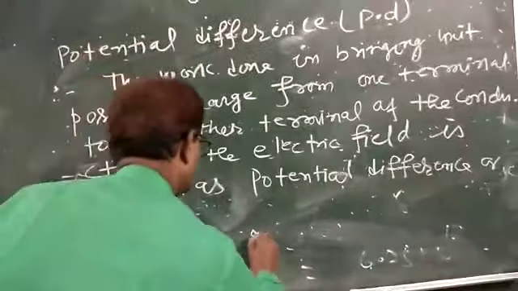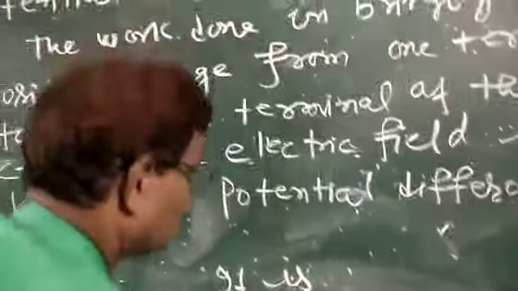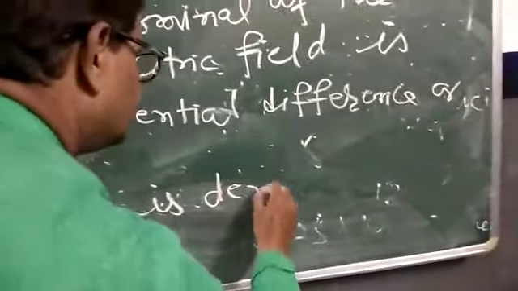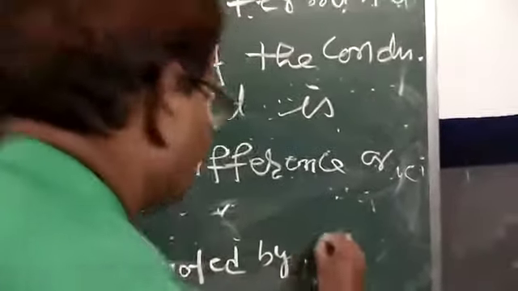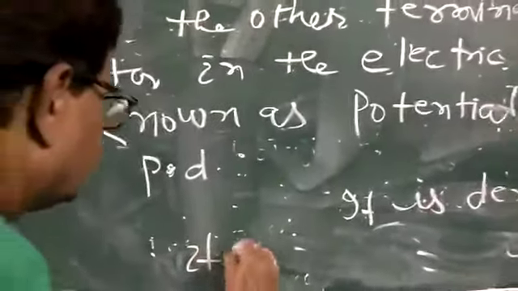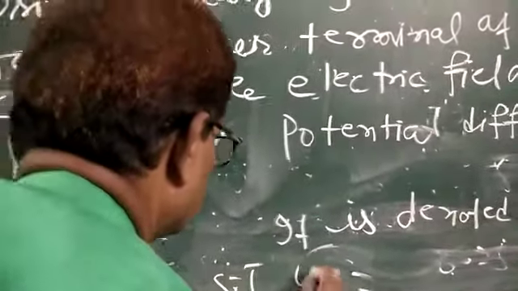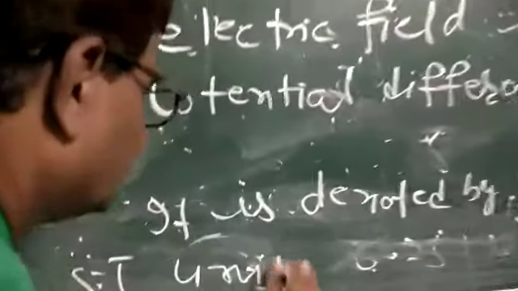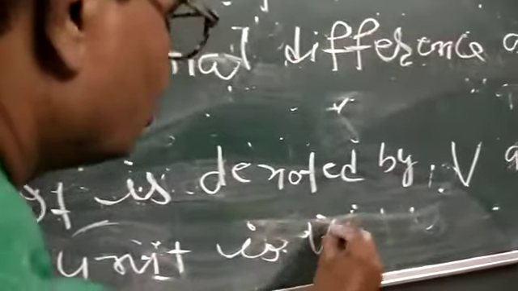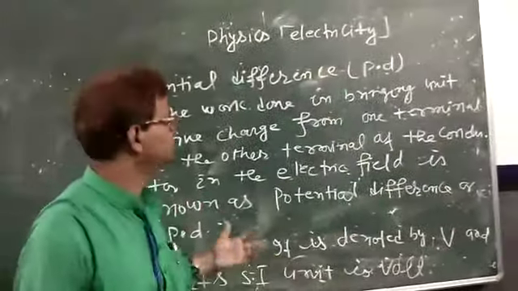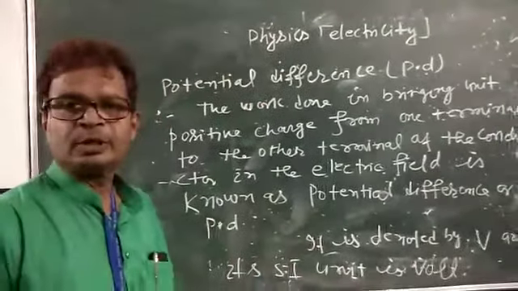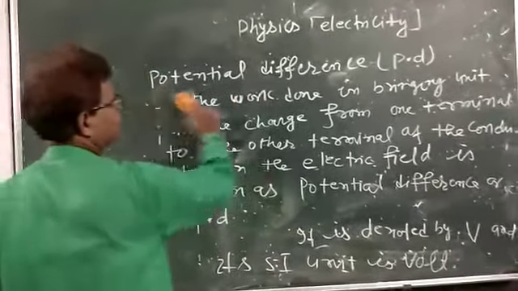It is denoted by V and its SI unit is volt. We can understand the potential difference by a simple example like this.